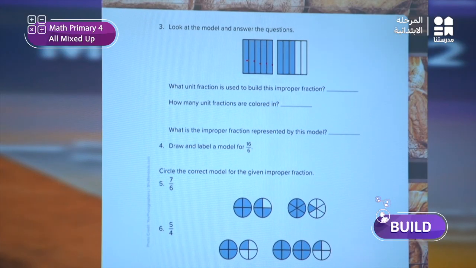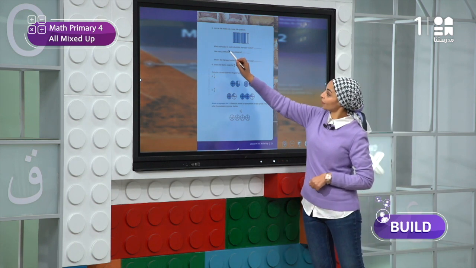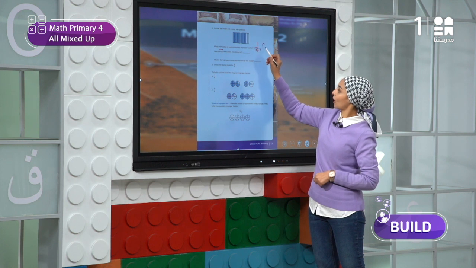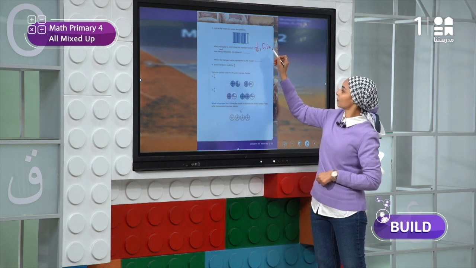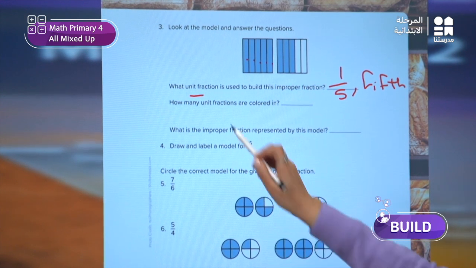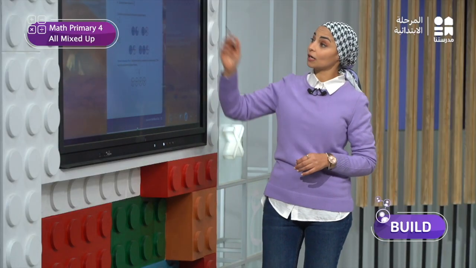I have 5 parts. So the unit fraction I used here is what? Of course 1 over 5. So my unit fraction is 1 over 5, or I can write it 1/5. They are the same. 1 over 5 is 1/5. Now let's move to the second question. The second question is about the number of unit fractions colored. How many colored parts here?